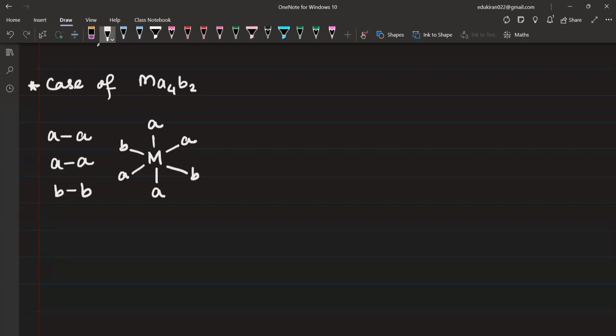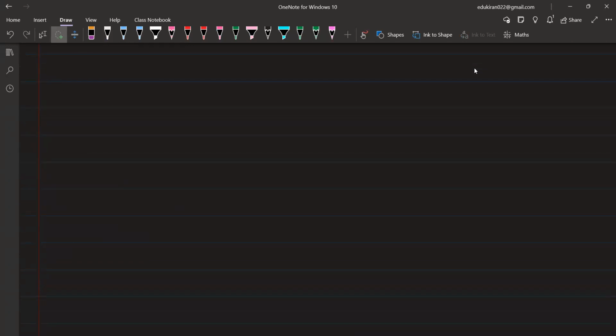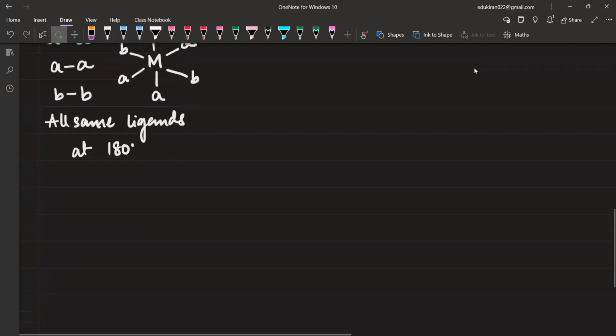Now, you will also write here, since all same ligands at 180. When same ligands are at 180 degrees, what do we call it, cis or trans? Tell me, guys. This question is for those who came to the last class. Aliza, Fadil and Deborah, and Mir also. Same ligands at 180 degrees, cis or trans? Look at the notes and tell me, don't write this yet. Trans. Okay, so this is trans.